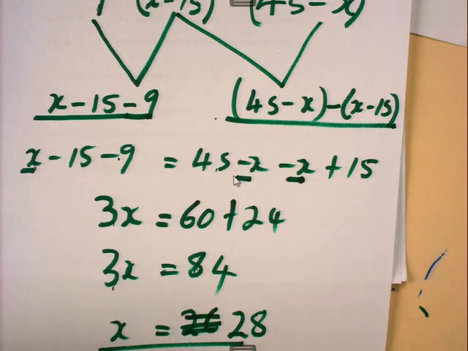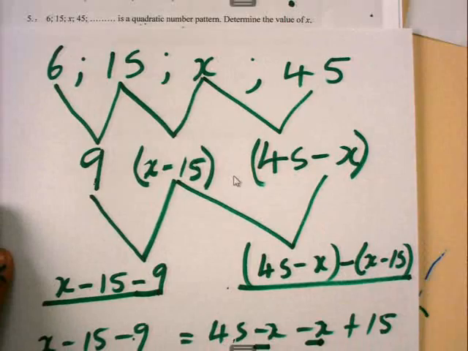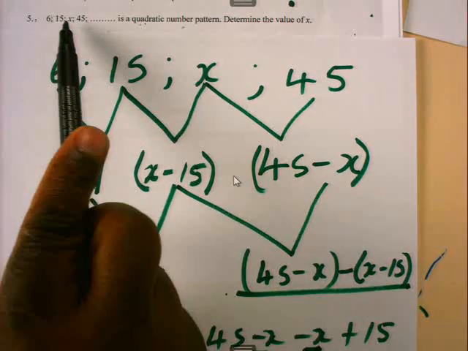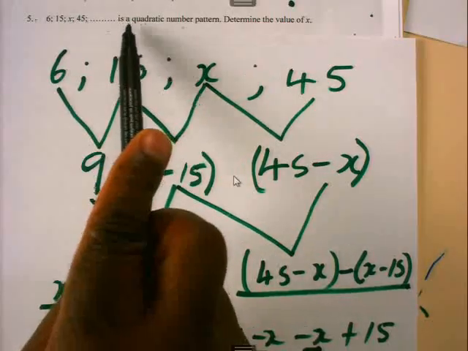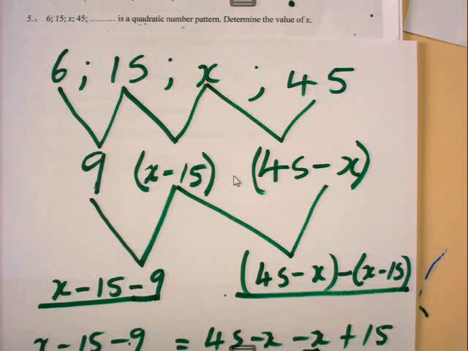You were only given a sequence, and then the question states, determine the value of x. I hope you still remember the question. Here is the question on top. 6, 15, x, 45 is a quadratic pattern. Determine the value of x. Interesting, eh? Thank you very much.